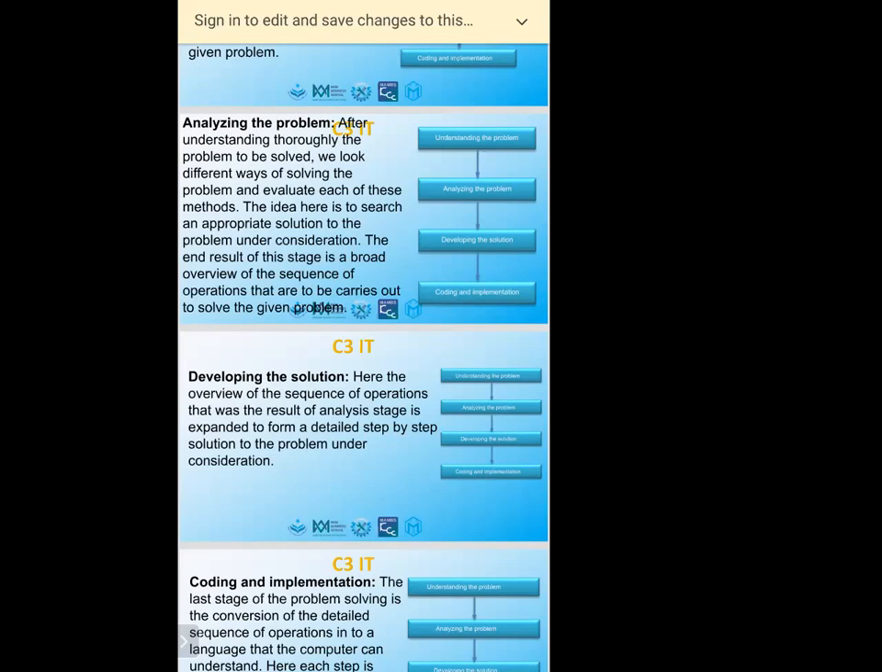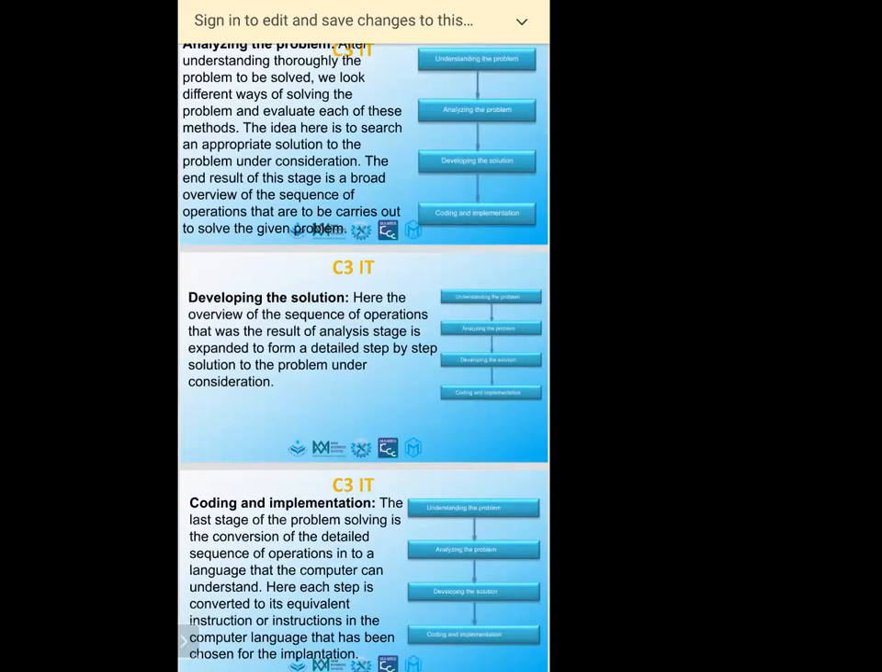Likewise, the last point is which one? Coding and implementation. So coding means the programmer will come and say, okay, this is the problem. I can solve the problem using computer languages like VB.NET or Python or Java. From any one of the computer languages I can use to solve the problem. I can write step-by-step instructions to solve the problem. So I can develop the solution for that.